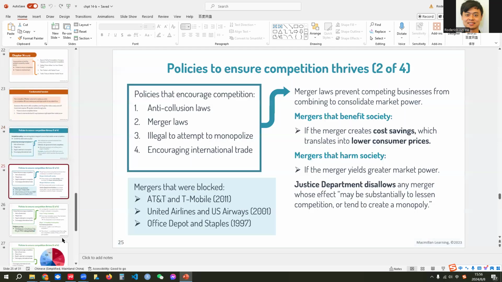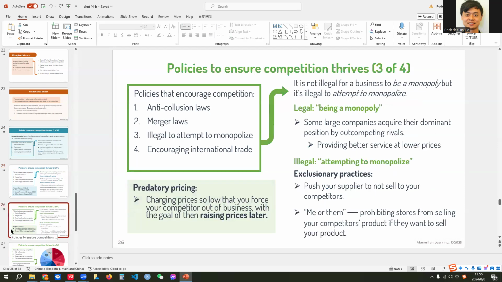So the second one is merger. Merger is a legal attempt for several firms to combine as one, and we want to block that. And this is exactly the case of AT&T and T-Mobile's attempt to merge, to combine as one. If they do successfully combine as one, the new firm will be too big, will be a monopoly, and we don't want that to happen. So the third one, illegal attempt to monopolize, similar idea.